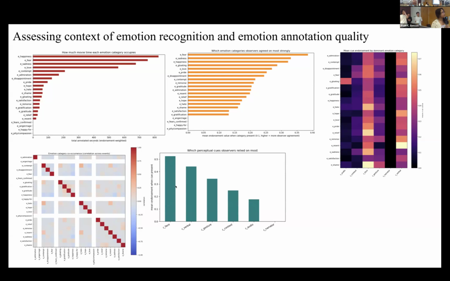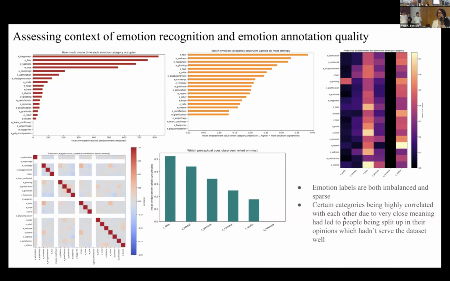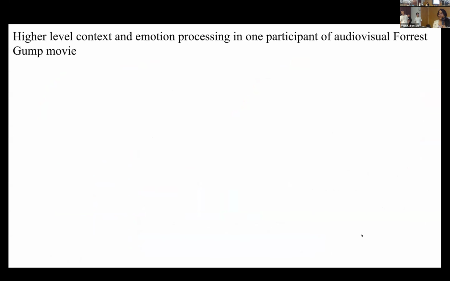So yeah, it's just showing that the face and the speech in the movie were most informative for people to categorize. To summarize, the emotion labels are both imbalanced and sparse, and categories are sometimes highly correlated with each other, and that ended up splitting people's opinions. And more basic categories would have probably done better.